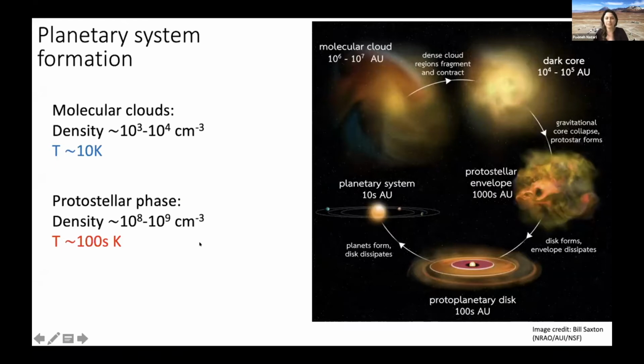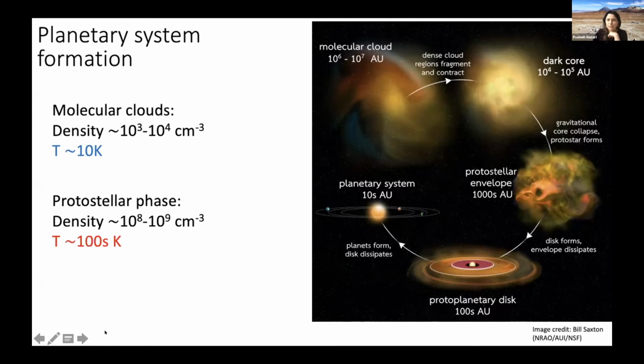So it all starts from a big molecular cloud where the densities and temperatures are pretty low. Then the denser regions in the cloud start collapsing and they form the dark cores, and then they collapse even further and form protostars. At this stage, the densities and temperatures are much higher, and we've got an envelope, a disk, and an outflow. And then once the envelope dissipates, we're left with a protoplanetary disk, which is what Alice talked about a few minutes ago. And then once the disk dissipates, we are left with a planetary system.